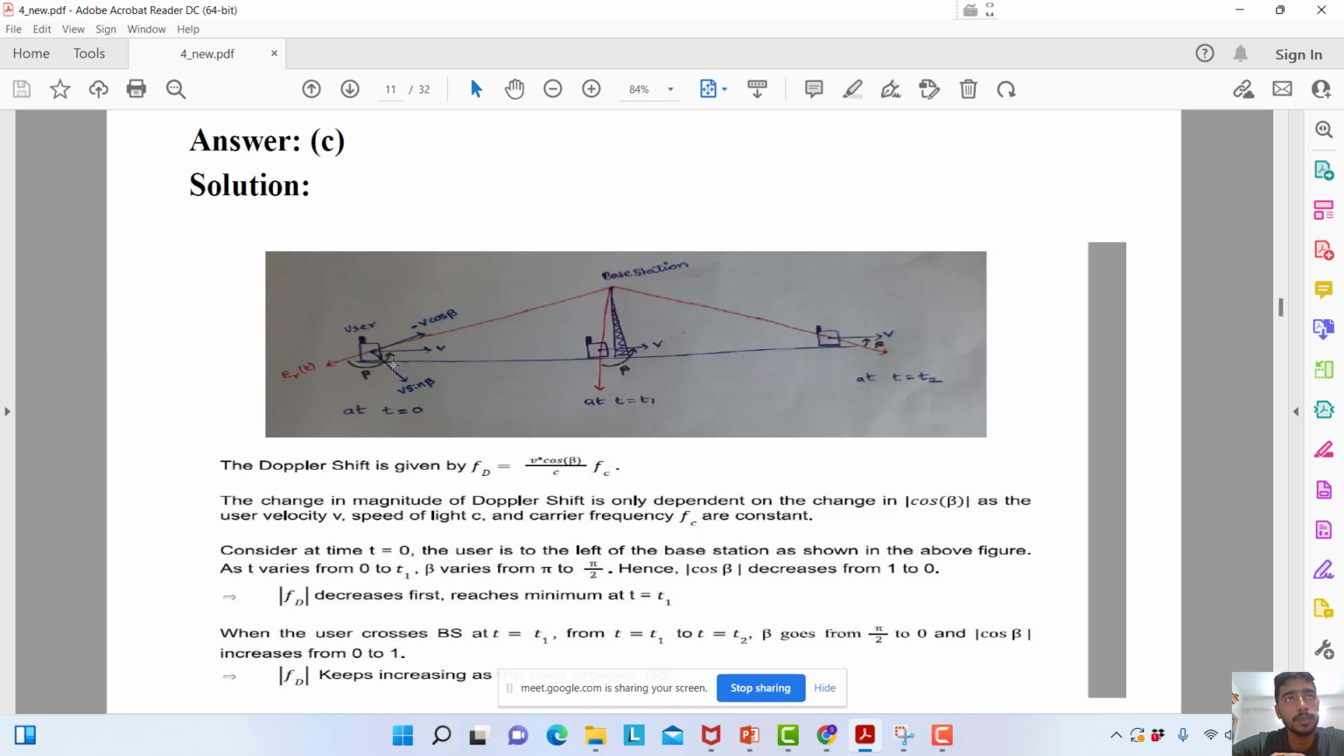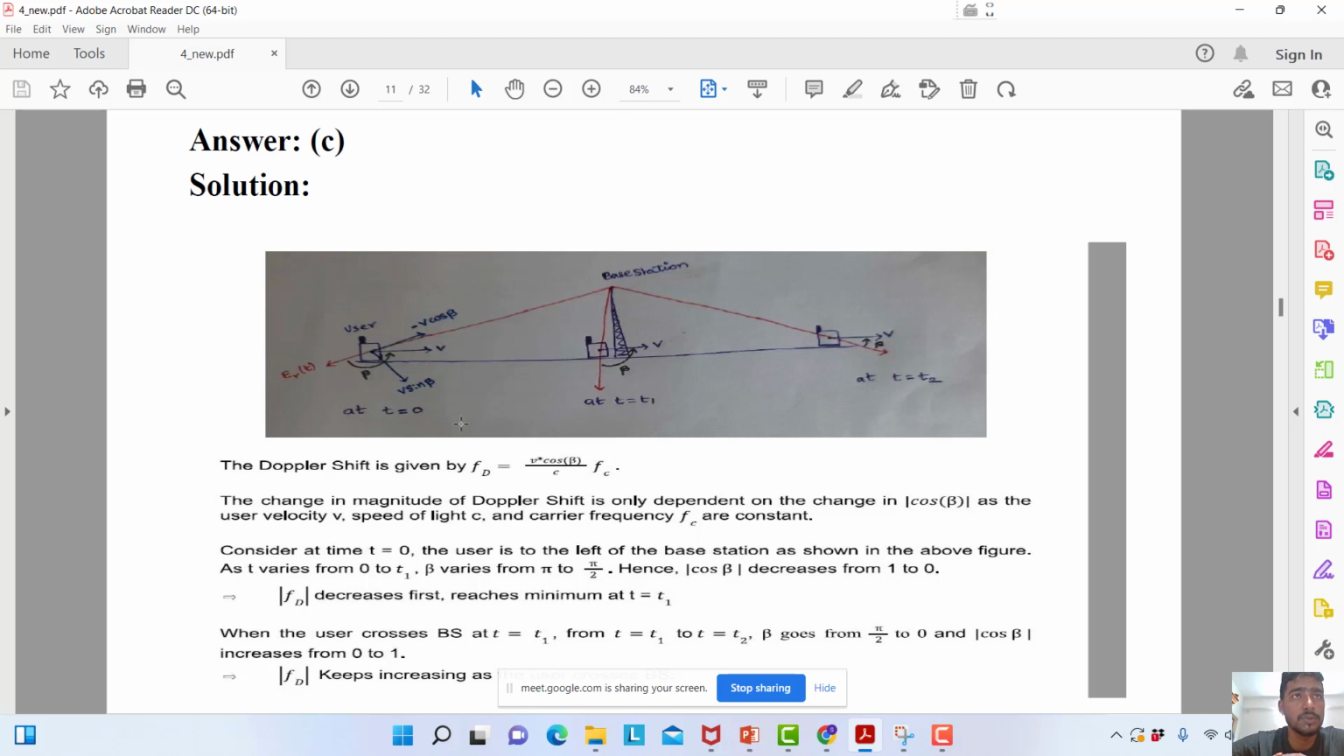Here we break it into components. The formula of the Doppler shift is fd equals v cos beta upon c times fc. We have to comment on the magnitude of fd, which will change according to cos beta, where beta is the angle. By getting the value of beta, we can comment on the magnitude of the Doppler shift. The other three terms are constant: v is the velocity, c is the speed of light, and fc is the carrier frequency.